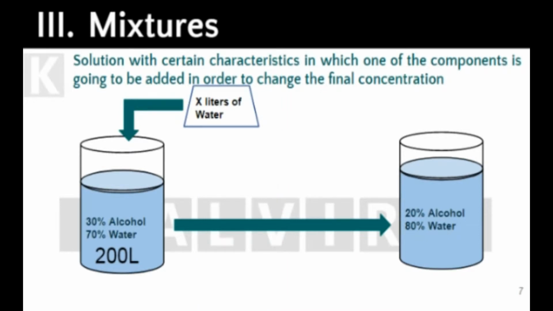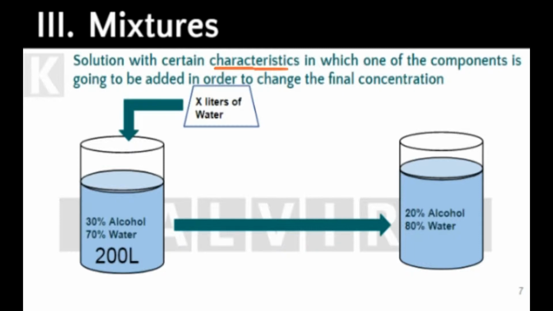The type of problems that we are going to solve in these two are the ones that have a solution with certain characteristics, in which one of the components is going to be added in order to change the final concentration. We need to calculate how much of these components must be added to change the characteristics of the solution.